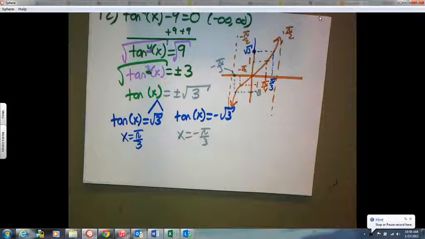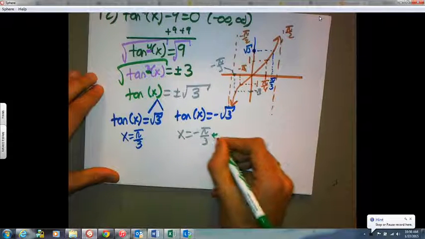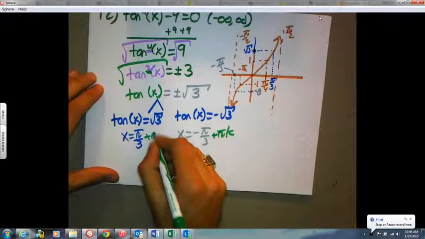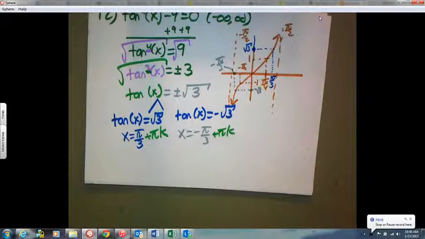I'm not going to add 2 pi k this time. I'm just going to add pi k. Does anybody remember why pi k? Because the period of tangent is pi. The period of tangent is pi.